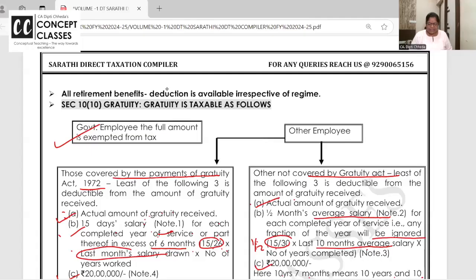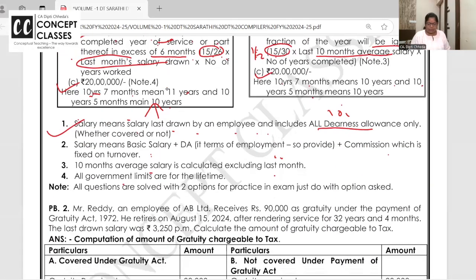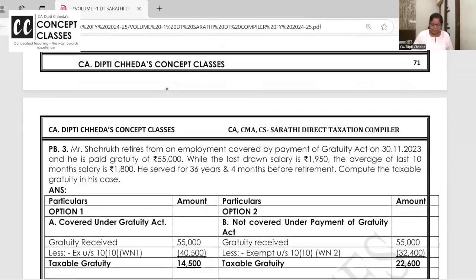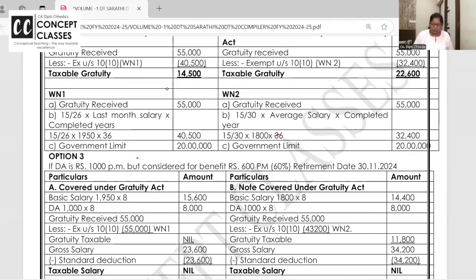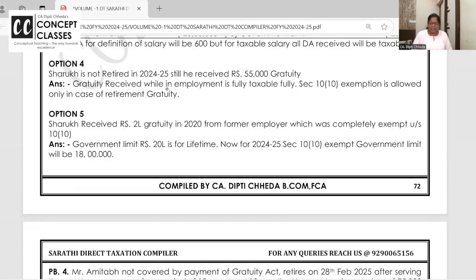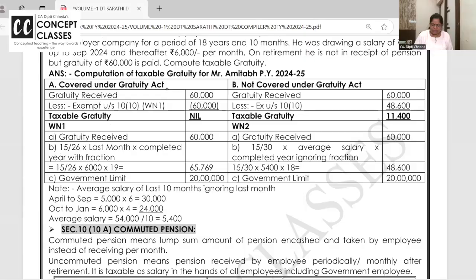Right? Okay. So the least way gratuity is exempt under section 10(10). और government employees है तो पूरा exempt है. See, I've solved with both options. This is just for practice. बहुत अच्छे options हमने किए हैं. Shahrukh is not retired, but still he is receiving, fully taxable. Shahrukh has received 2 lakh gratuity and he took exemption. Now 20 lakhs limit will become 18 lakhs. Superb clarity ke saath I have given all the questions.